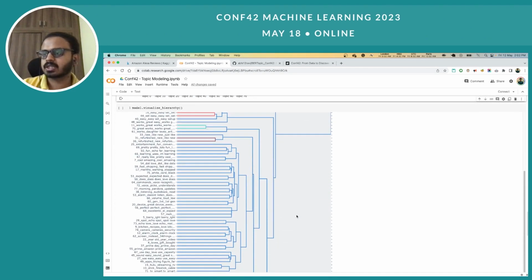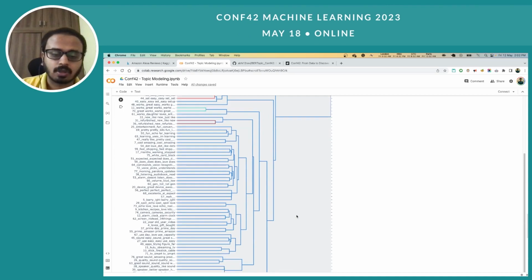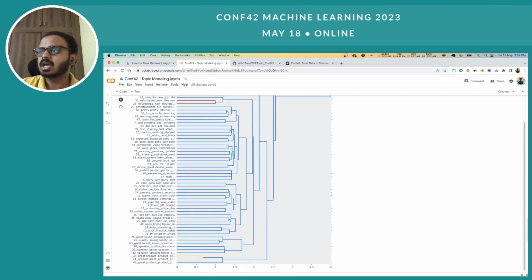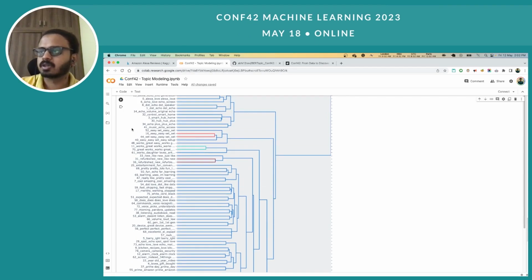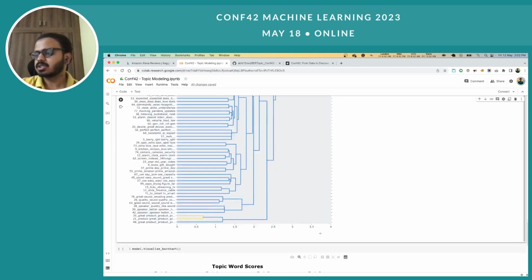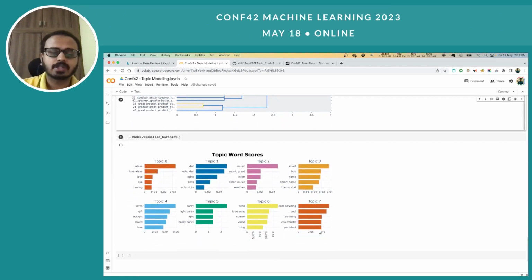There is also a hierarchical representation of all the topics that have been generated. And here you can see that easy setup, or easy set, is one of the topics that got picked up. And over here, all these related topics are listed together to form the bigger hierarchy, right?